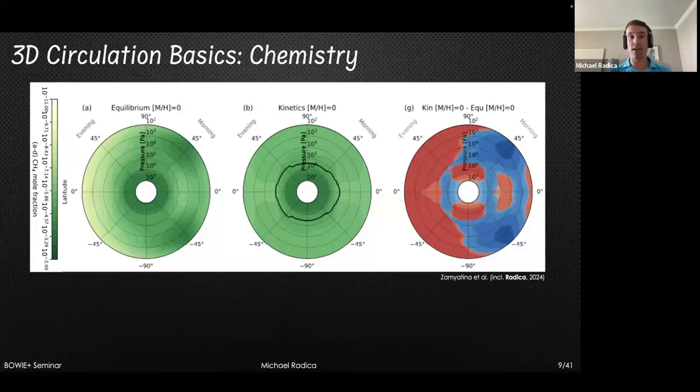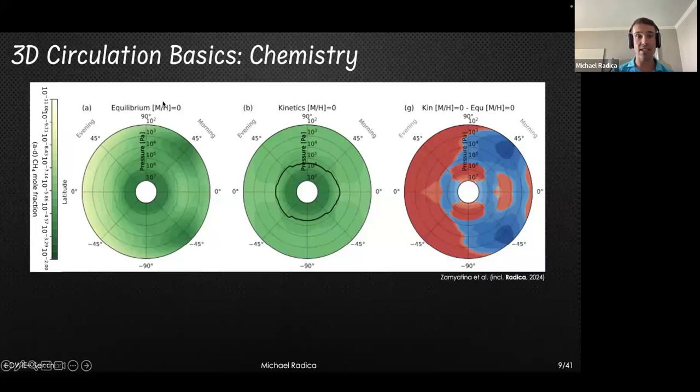And finally, we can also think about the effect of the 3D-ness of a planet on atmospheric chemistry. And this is from some work by Maria Zamyatina in 2024, where we did some GCM modeling of, in this case, WASP-96b, assuming a solar chemistry, a solar metallicity atmosphere, and looked at the abundance of methane if we just let the atmosphere sit in chemical equilibrium, or if we also include the effects of 3D mixing.